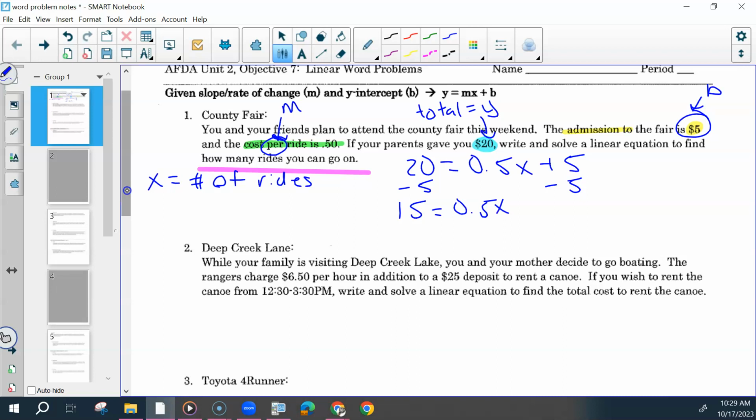Divide. So if you don't have your calculator, you need to go grab that. Get a habit of grabbing that before you sit down. Now, because these are real world problems, we can't just put 30. We have to put labels. So 30, what? What are we looking for? 30 rides.